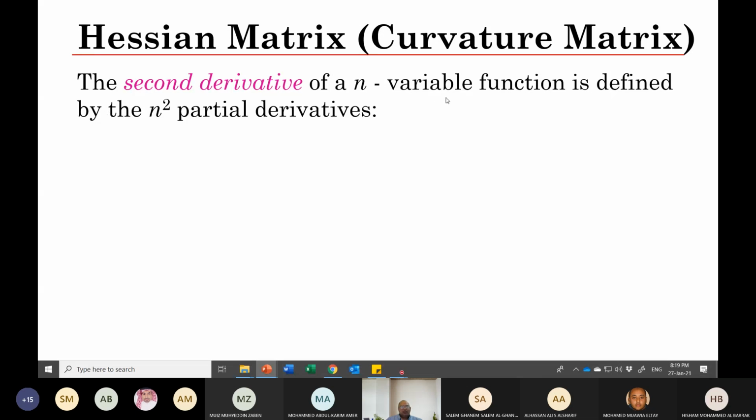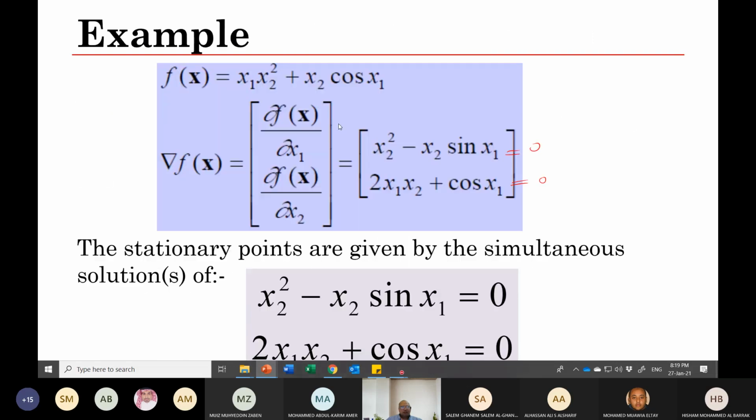The second derivative of a multivariable function is defined through partial derivatives. If you have such a function here, this is the first derivative, this is the gradient vector. Can you find the partial square f?